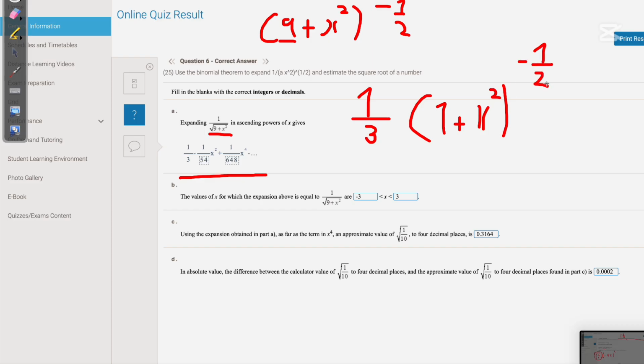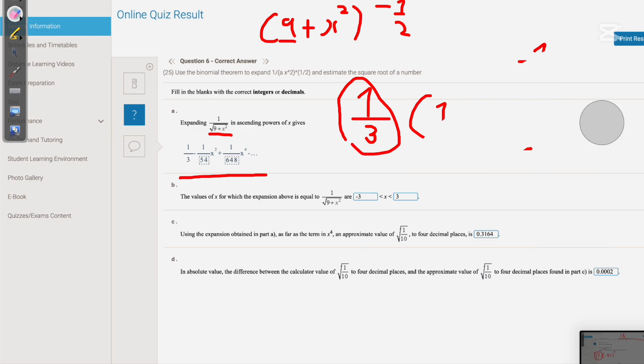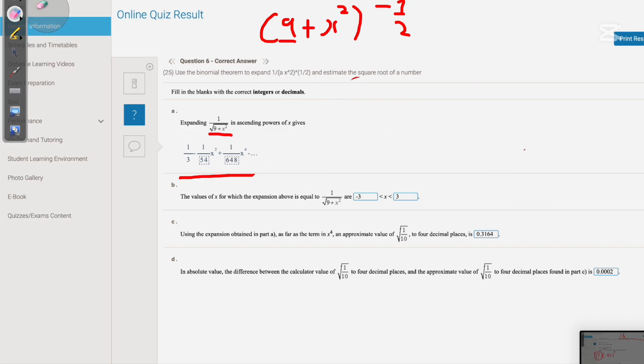Okay, now if we're going to do the binomial theorem, let's say k is 0, this whole thing will be 1. So 1 over 3 times 1 will give us 1 over 3. Now when k is 1, okay, 1 over 3, 1 plus x squared to the power of negative half.